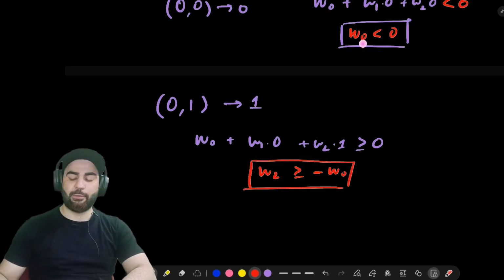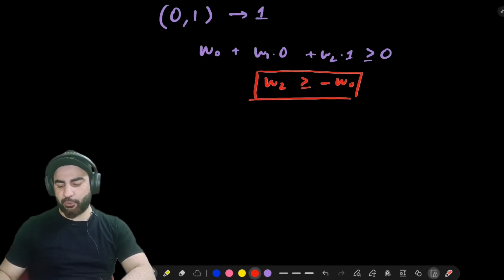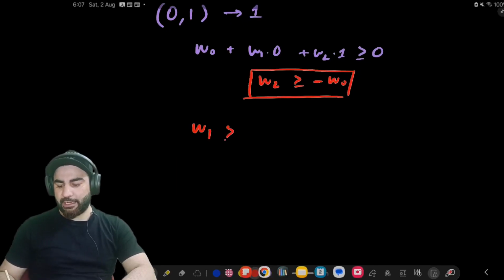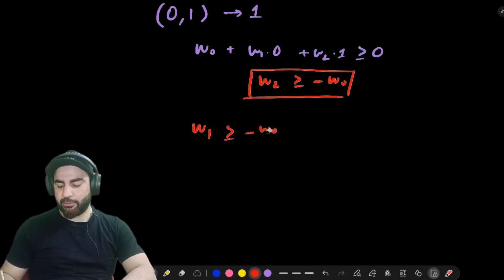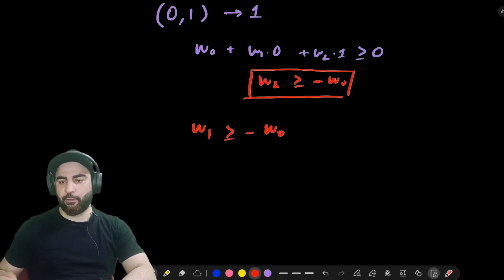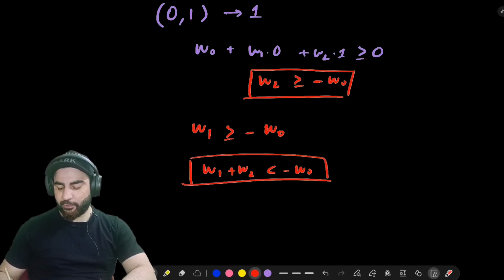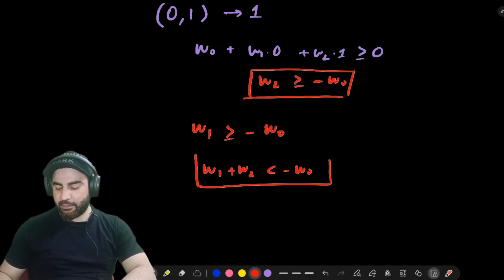The first case is W0 is less than 0. The second case is W2 is greater than or equal to minus W0. Similarly, for the other cases, you will get W1 is greater than or equal to minus W0. And then in the fourth case you will get W1 plus W2 is less than minus W0. So these are the four conditions that you will get. Okay, let me just enclose them in a box.